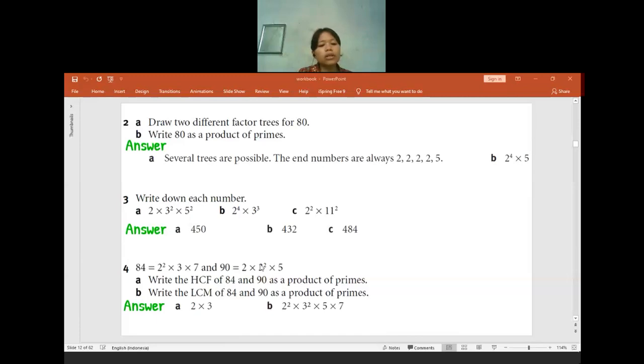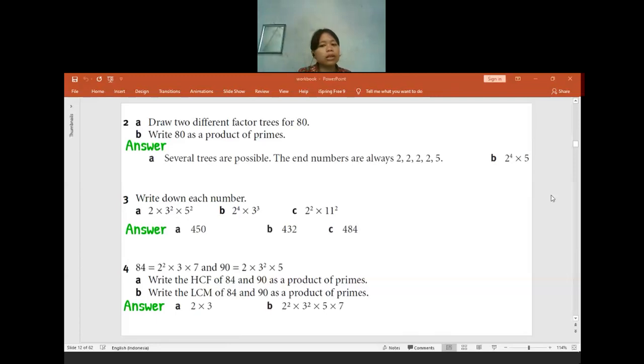For question 7, if we already have the product of primes and we need to find the real number, we need to find every index, so we have to simplify it first. 3 to the power of 2 is 9, 5 to the power of 2 is 25, so I will multiply 2 times 9 times 25. The result will be 450. Do the same thing for the other number. I need to simplify 2 to the power of 4 and 3 to the power of 3, and then multiply them.